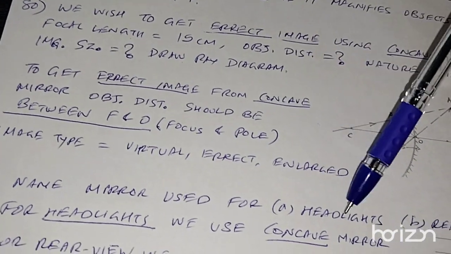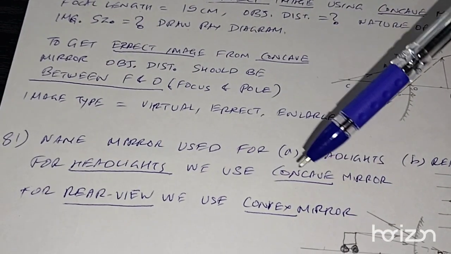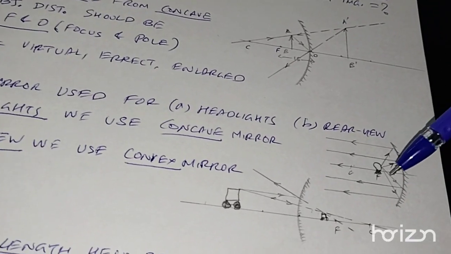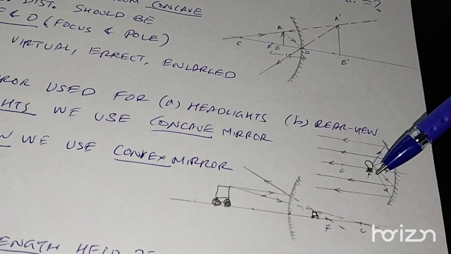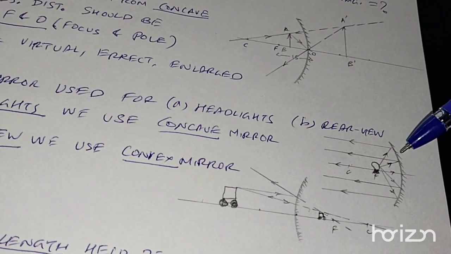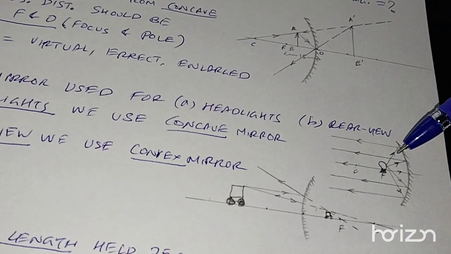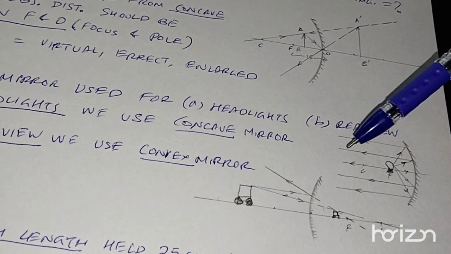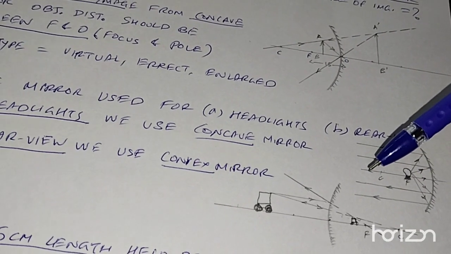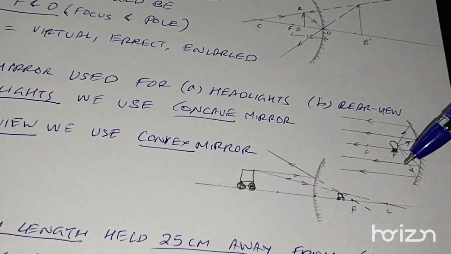Name the mirror used for headlights and rear view mirrors. For headlights we use a concave mirror. Why? If you look at this ray diagram, if you put the lamp at the focal point of the concave mirror, all the rays emanating from the lamp will hit the mirror, and since they come from the focus, the light will be reflected parallel to the principal axis. So it will create a parallel beam. That is why we use a concave mirror for headlights.